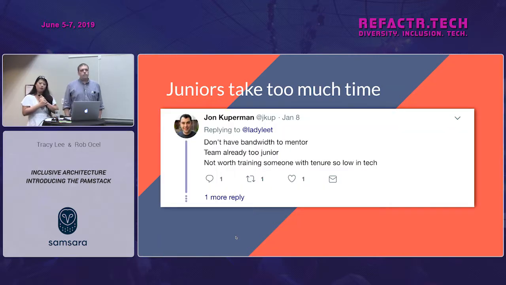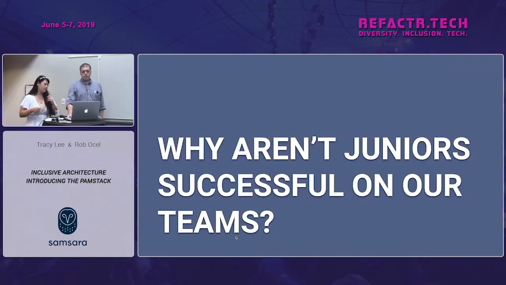So part of an inclusive architecture is including everyone, right? So then why do a lot of teams feel like they can't include juniors? I went to Twitter to ask this question, and John Cooperman, one of my friends, replied and said that a lot of companies can't begin to imagine taking on juniors because they take up too much time. They always say there's no bandwidth to mentor, or the team's already too junior, or maybe it's not worth training somebody because they're going to leave anyways.